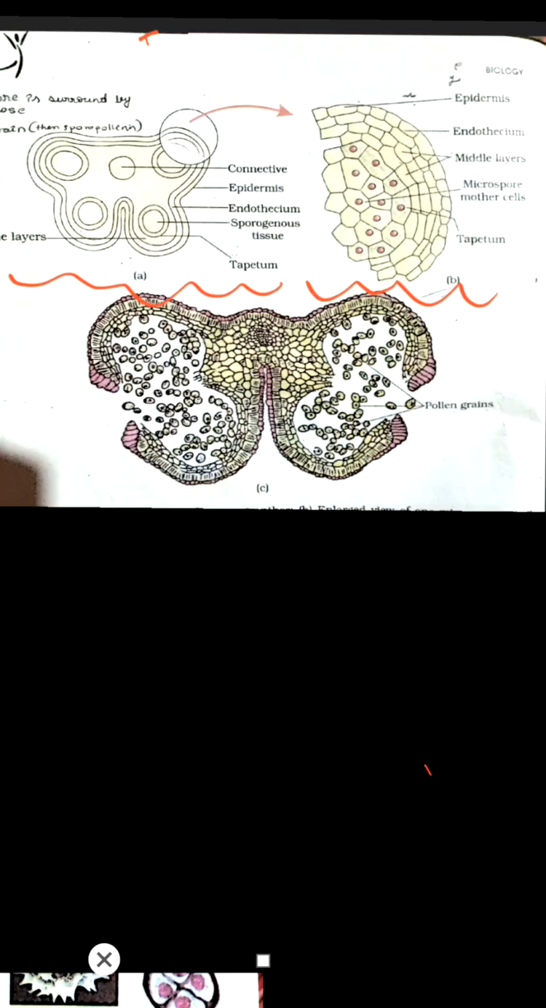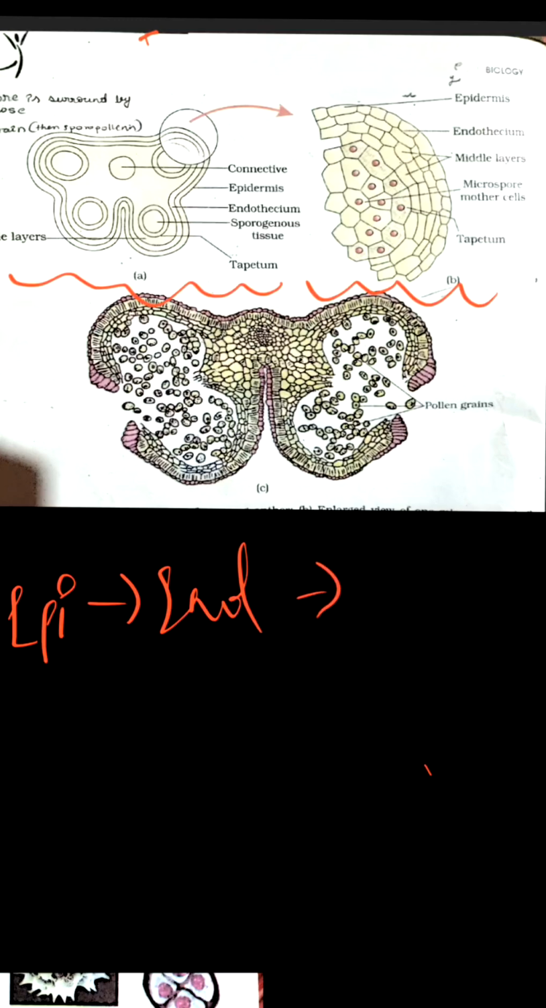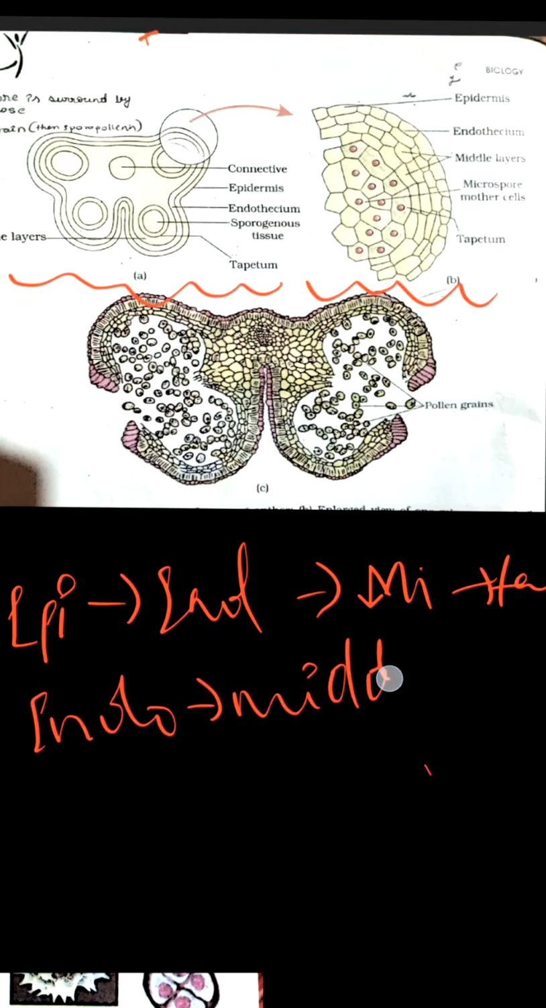That is, outermost to innermost or innermost to outermost, because in competitive exams they will ask which is the correct option. They will give epidermis to endothelium as your first option, then middle layers, then tapetum. In another option they will give endothelium first, then middle layers. Different questions will be asked on this, so be clear with it. Remember, the middle is the connective tissue, and then we have the outermost epidermis, next to the epidermis the endothelium, and next to the endothelium the middle layers. Middle layers means you have to show two layers, and then we have the tapetum.